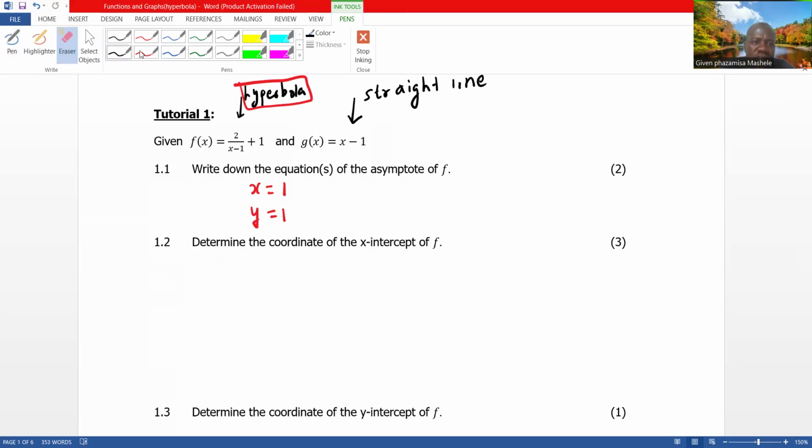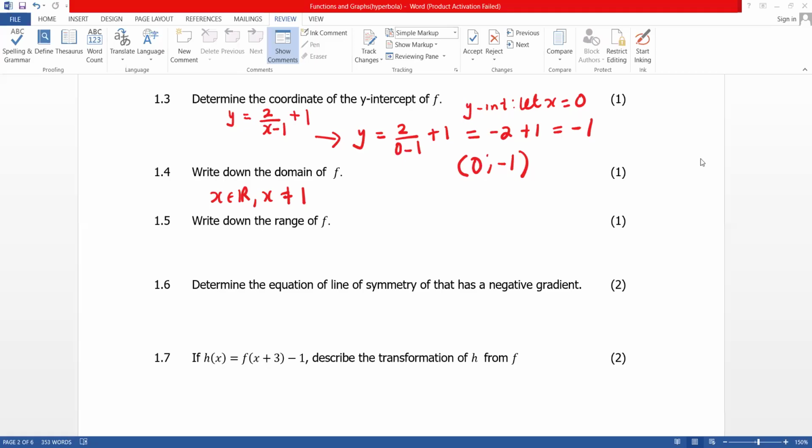Now, the second question says, determine the x-coordinate of the x-intercept of f. And we know that since this is a hyperbola, okay, guys, as I was saying, I was talking about the domain and the range of the function.